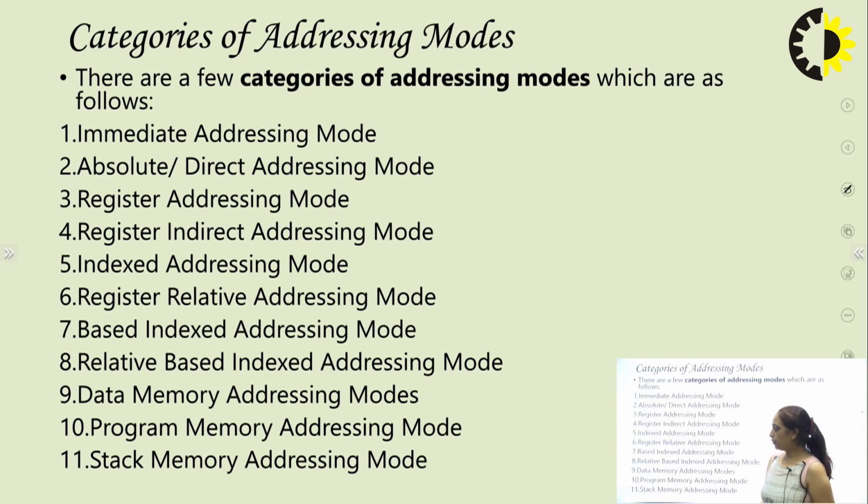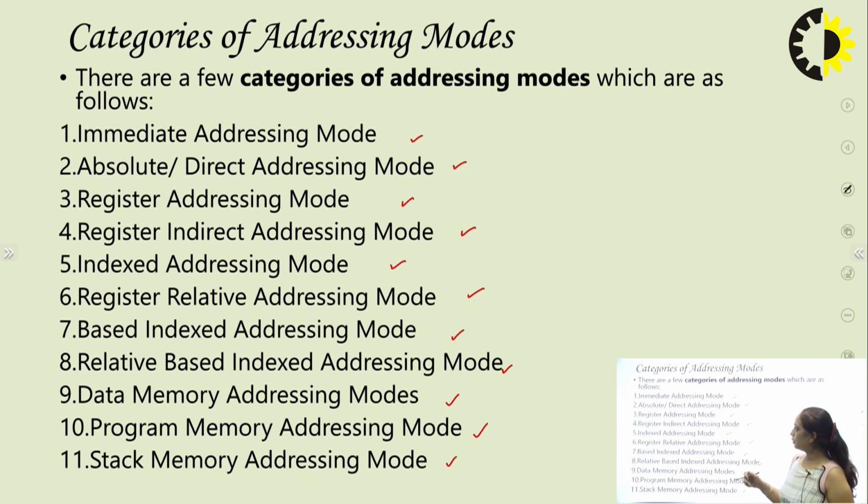So we have approximately 10 to 11 different addressing modes which we can use in the 8086. The first one is the immediate addressing mode. Then we have the absolute or direct addressing mode, the register addressing mode, the register indirect addressing mode, the indexed addressing mode, the register relative addressing mode, the base indexed addressing mode, the relative base index addressing mode, the data memory addressing mode, the program memory addressing mode, and the stack memory addressing mode.